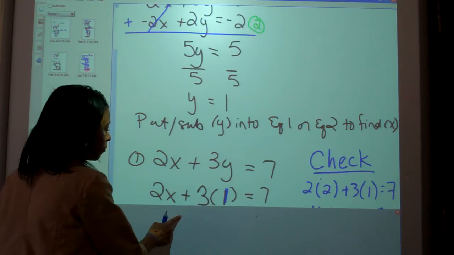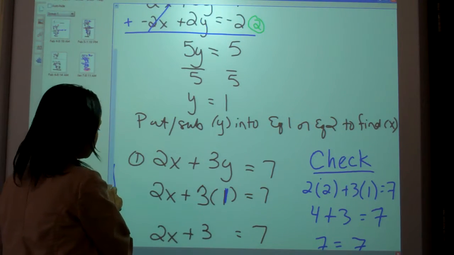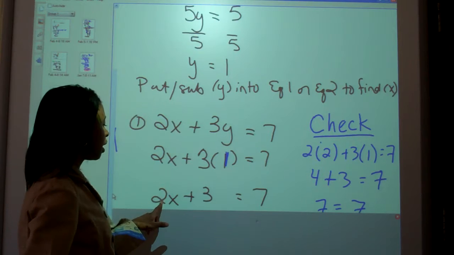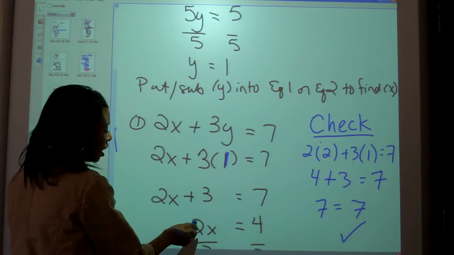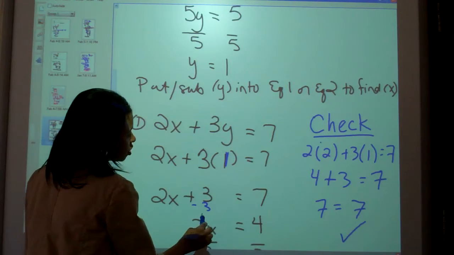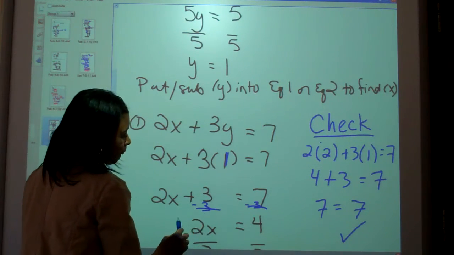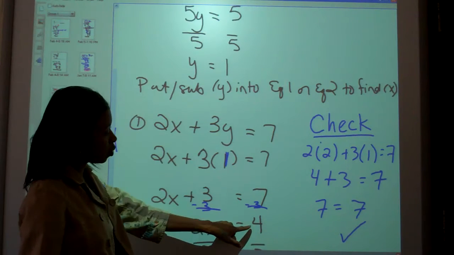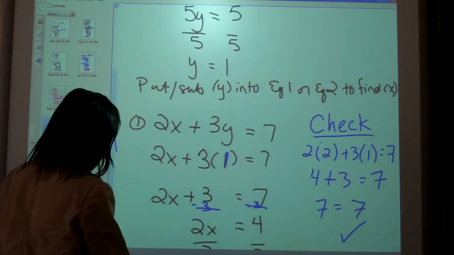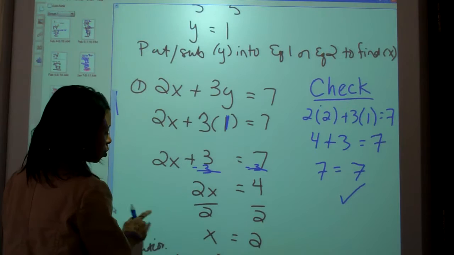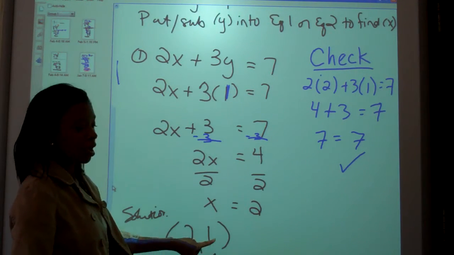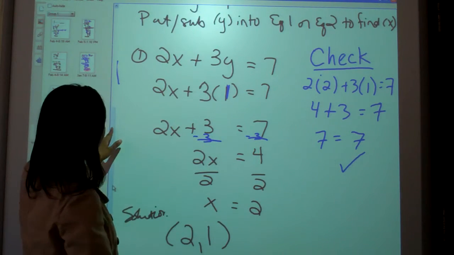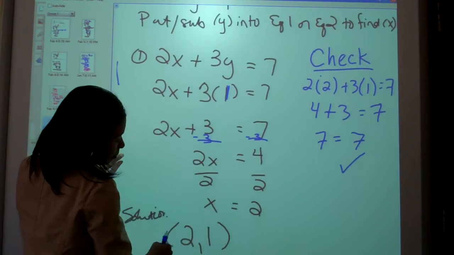Basic algebra problem. Okay, how do I do this here? I'm going to have 2x plus 3 equals 7. Subtract 3 on both sides. And I'm left with, this is me minusing 3 on both sides. 2x equals 4. Divide both sides by 2. And x is equal to 2. So my solution is going to be 2, 1. X is here. And then y is our 1 that we solved back up here.